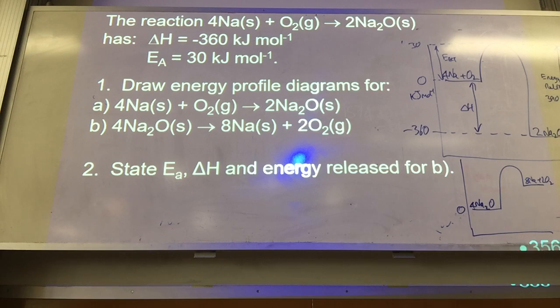Now, reversing the reaction is like going backwards through the energy profile diagram. So the activation energy for the reverse reaction is based on the energy released for the forward reaction. Now, if the energy released here, where we've got 2 moles of sodium oxide, is 390, then the activation energy here is going to be double that. So double 390 is 780.